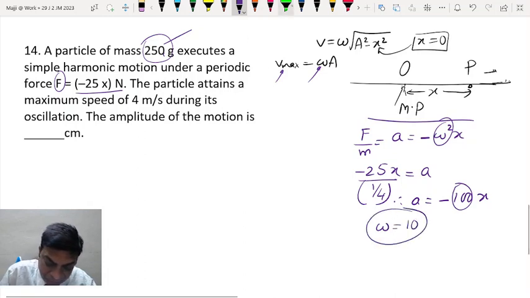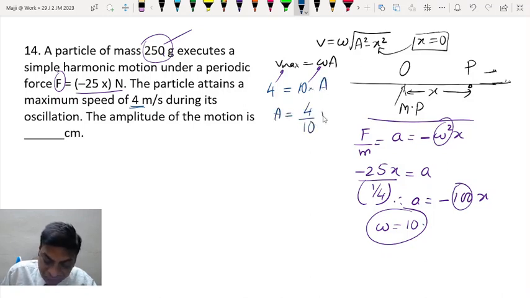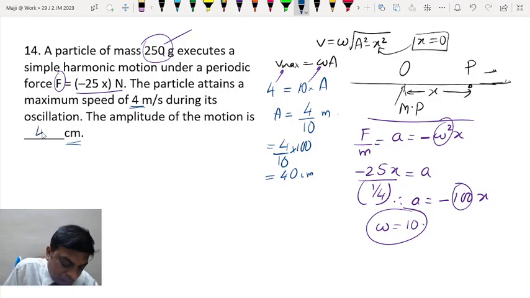Now let us substitute the values here. The maximum speed is 4 meters per second. Omega we got as 10, into a. So a is equal to 4 by 10. Since we have substituted everything in SI units, we can expect the answer in meters. Since we have to calculate in centimeters, multiply it by 100, and you will get 40 cm. So 40 is the answer.